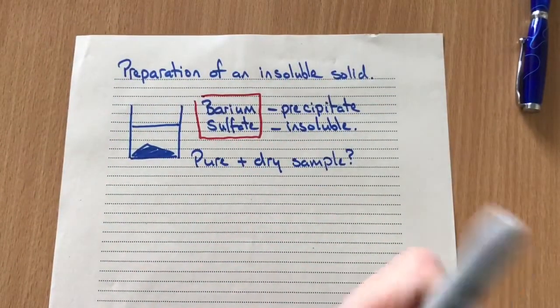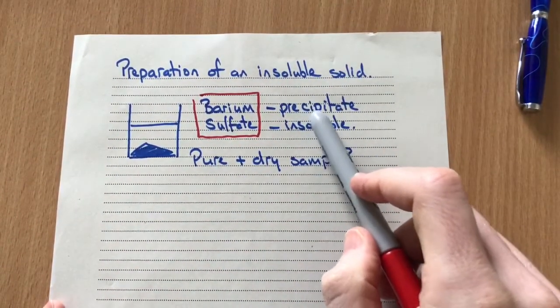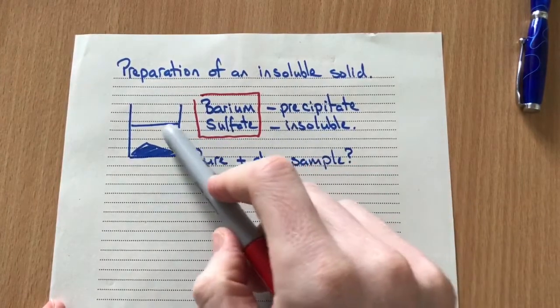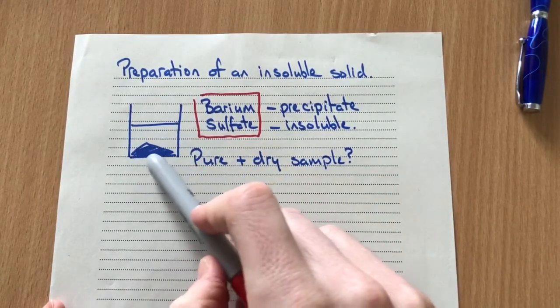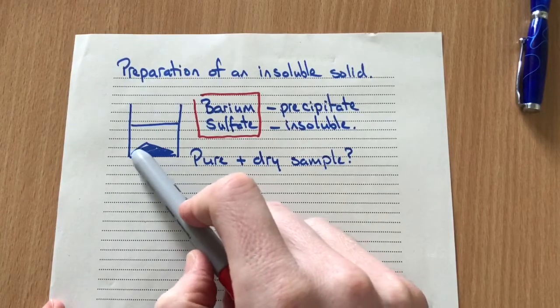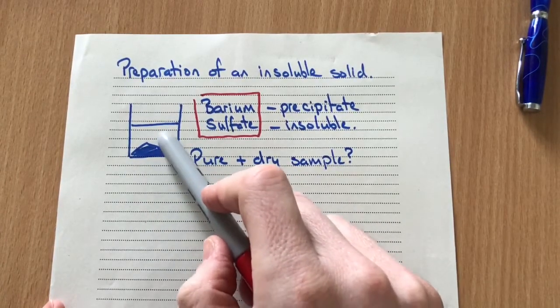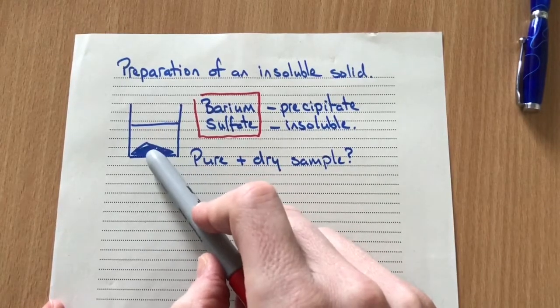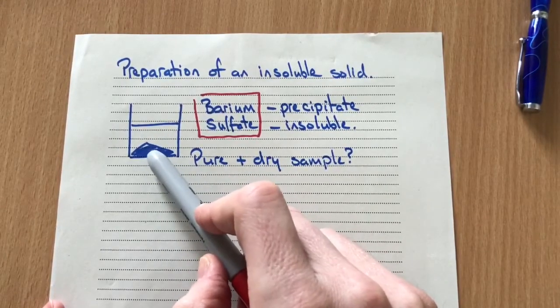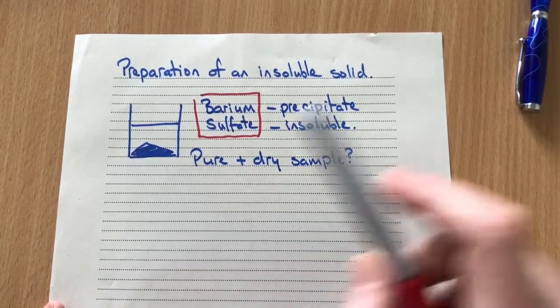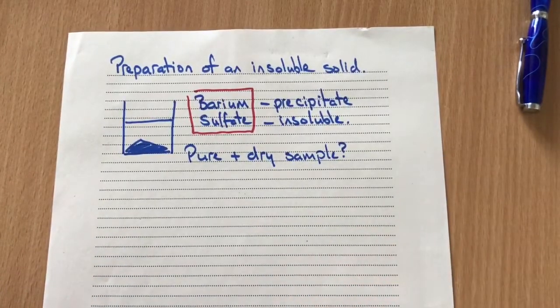The fact we're talking about a precipitate means it is insoluble. So when it is in a solution, it will sink to the bottom as it is not soluble inside that solution. And what we're being asked to do here is how we prepare a pure dry sample. Once we've got that reaction taken place, how do we get a pure dry sample of this barium sulfate, in this example from the bottom?